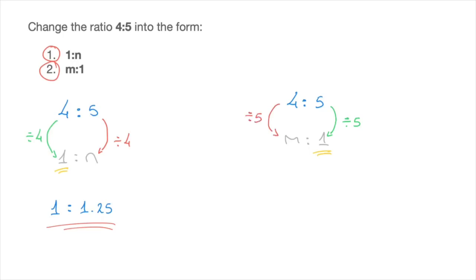And in doing so, you can check, but 4 divided by 5 is equal to 0.8. And on the right-hand side of this ratio, we have 5 divided by 5, which is equal to 1. So 4 to 5 can also be written as 0.8 to 1. And that's the final answer.